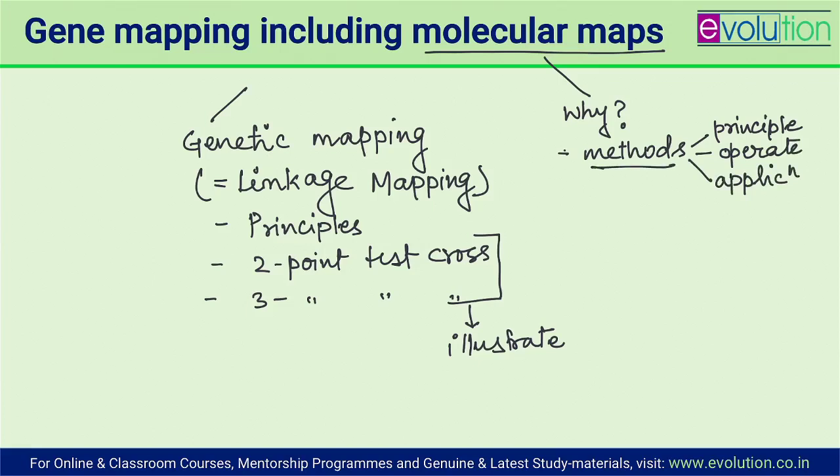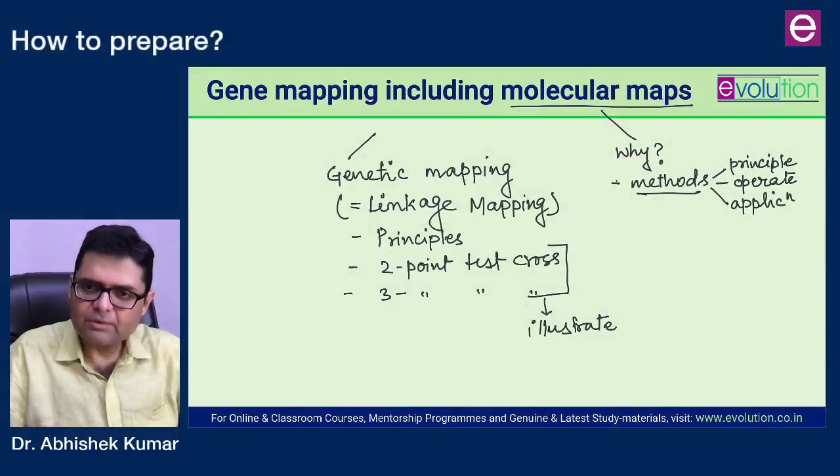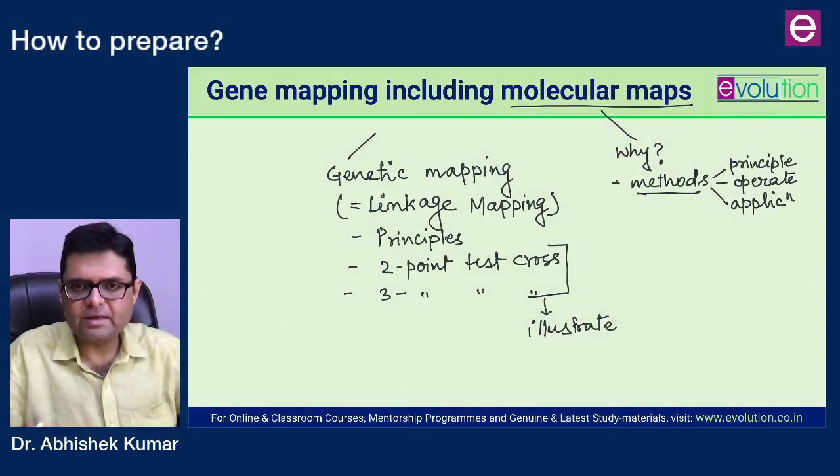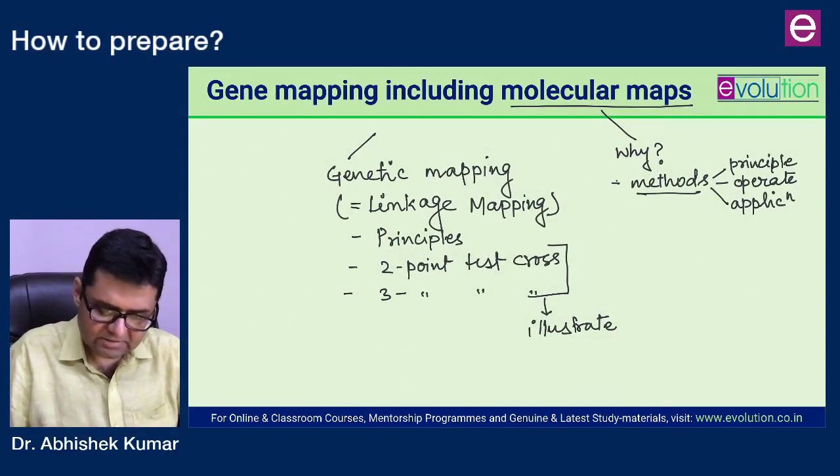So there are 5-6 methods of gene mapping. You have to mention all the methods of molecular gene mapping, and in each one, very briefly, you have to mention the principle by which it operates, then how do we operate it, and finally, under what situations do we apply this.